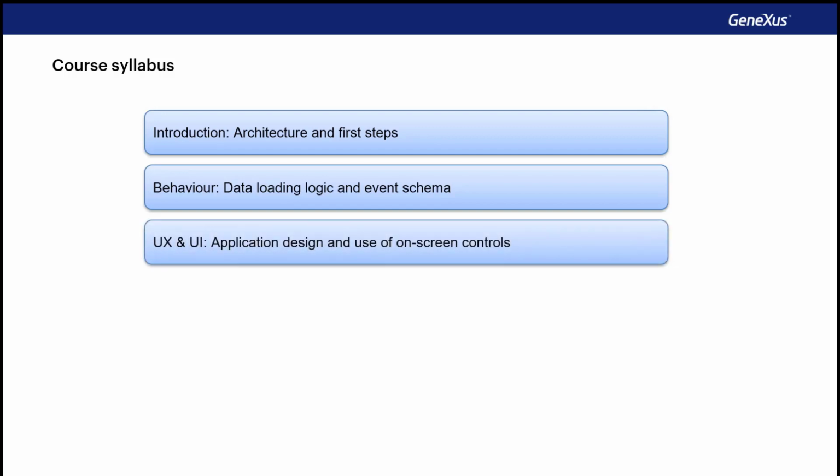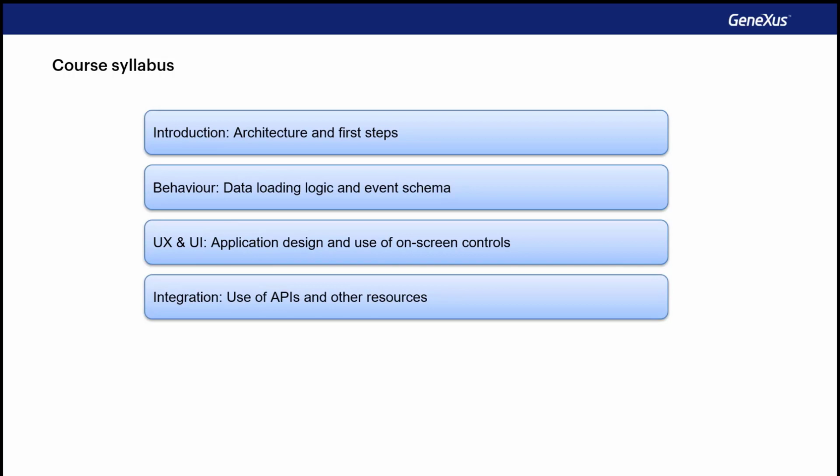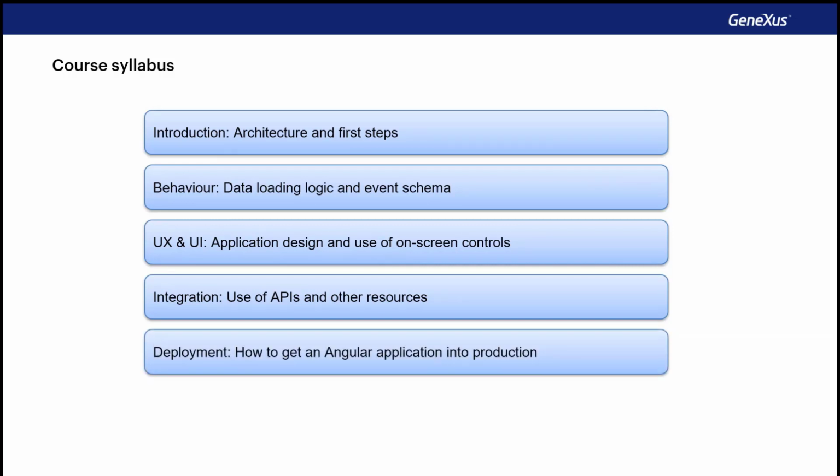To achieve the best user experience and user interface, we'll study the design aspects and use of various on-screen controls, as well as how to make searches, apply commands, and transition effects. We'll also see how to import a design system created by a designer into our application in Genexus. Then we'll see how to integrate functionalities through various APIs and other available resources. In addition, we'll learn how to deploy an Angular application.